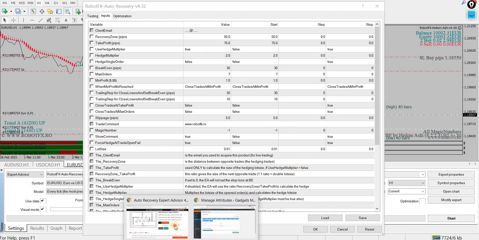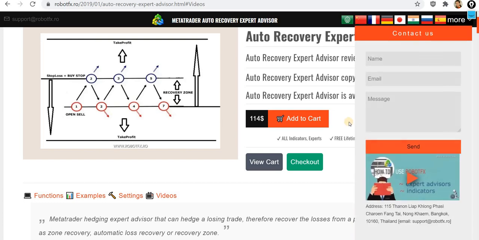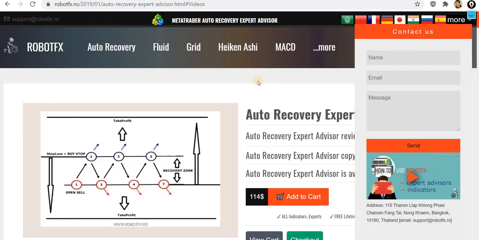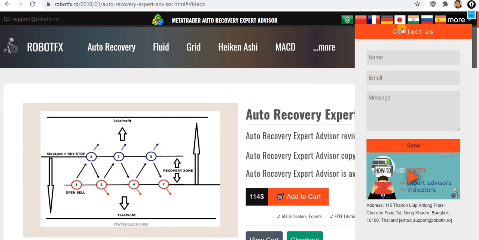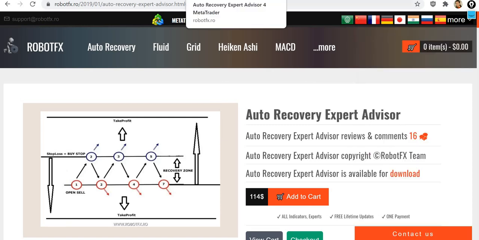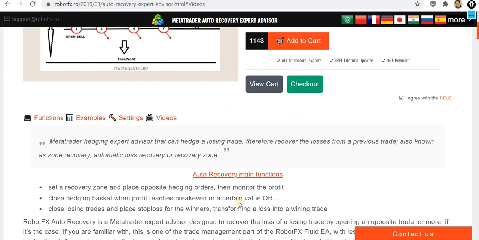So when you use the contact form on our website, again, do not ask what is the most profitable expert advisor, or what are the best settings for this or that expert advisor. That all depends on you, not on us, and your trading skills.